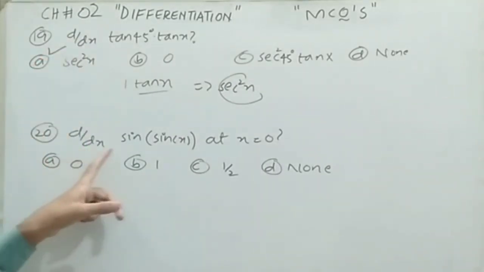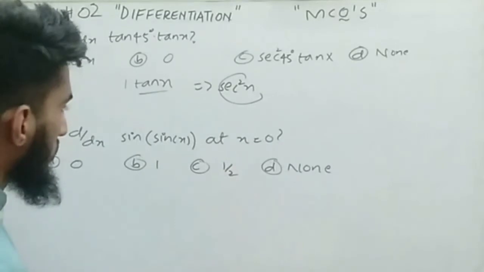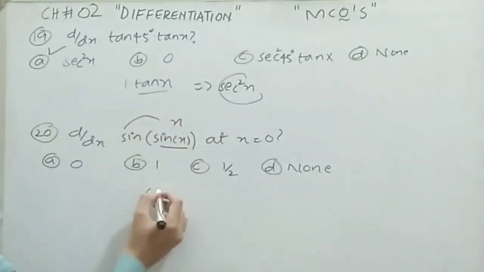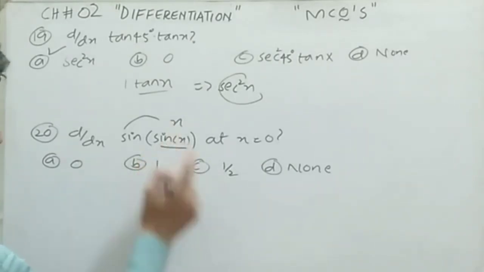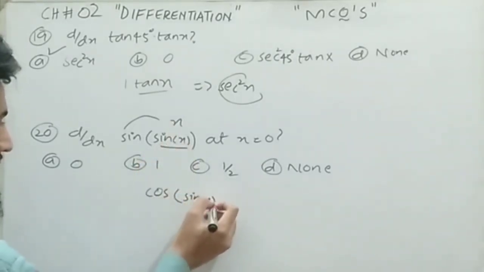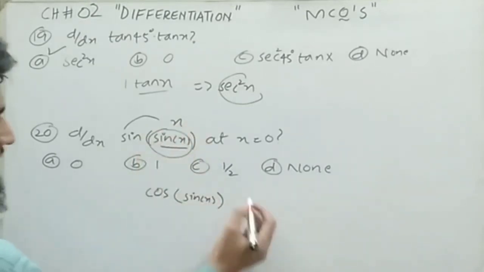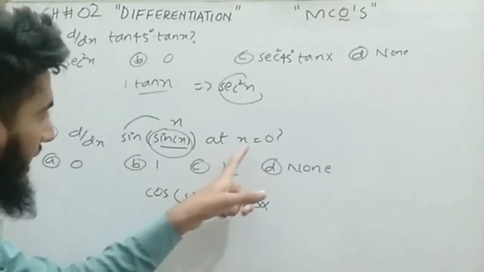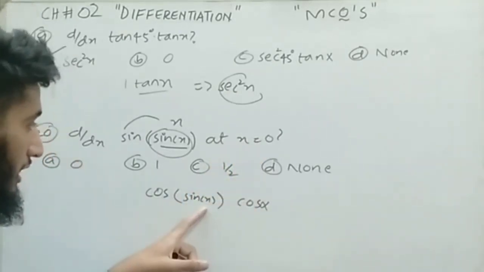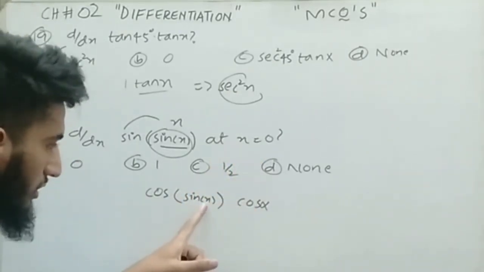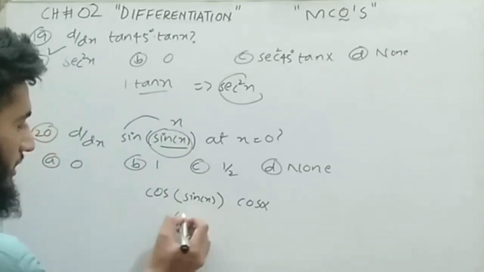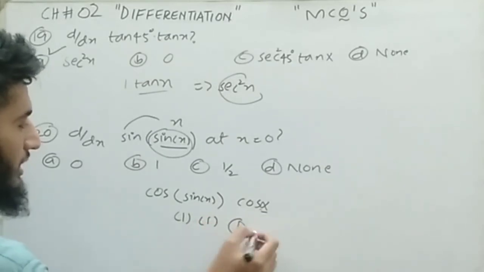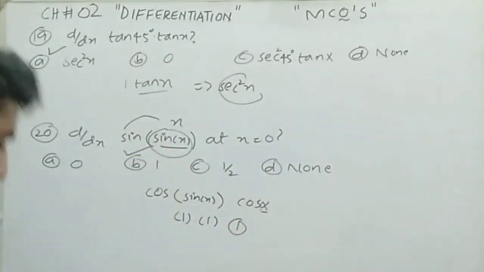MCQ 20 is the derivative of sine of sine x at x is equal to 0 will be. Let's suppose this is equal to x. So you know that derivative of sine x is always equal to cos of x. But our x is sine x. Also take the derivative of this inner function. So sine's derivative is cos x. This derivative tells us to find the value at x is equal to 0. So if we put 0 over here, sine 0 is 0 and cos of 0 is 1, and 1 multiplied by 1 gives us a value 1. So the required option will be option number B.